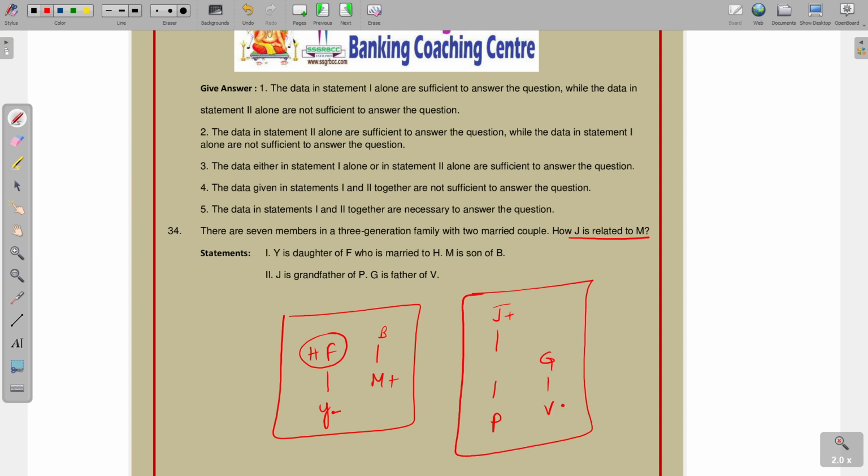So once you observe carefully, in these two there is no repeated letter here. Okay, so G, J, P. Okay, B, M, F, H, Y.